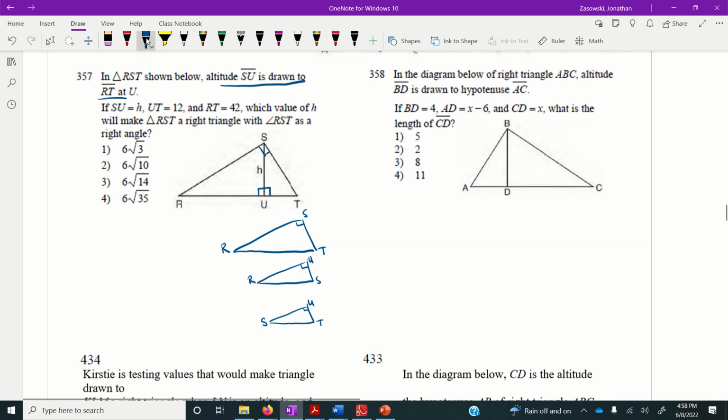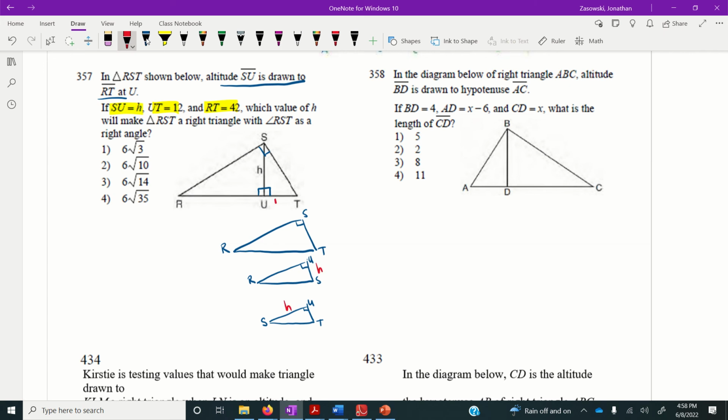Okay, so now we just label. We know SU is H. We know UT is 12 and RT is 42. So we have SU is H, so that goes here. I'm going to label this in red just so we have a different color. And here, okay.